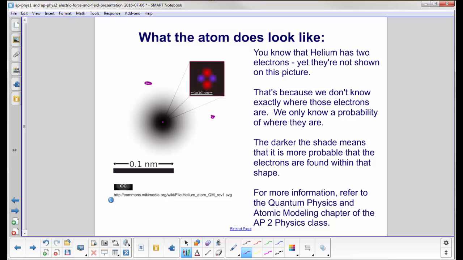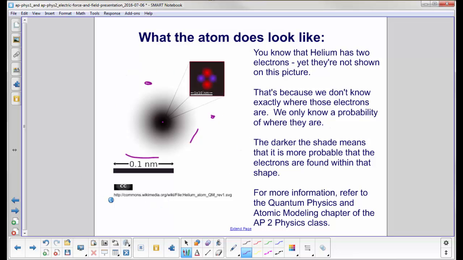And that's because we don't know exactly where they are. We only know a probability of where they are. The darker the shade means that it's more probable that the electrons are found within here. As you get lighter, you have less of a probability of finding the electrons, and then out here it's a little less, and then further away a little less.